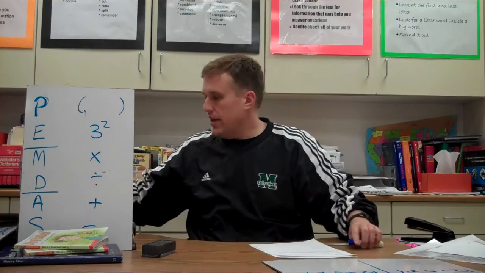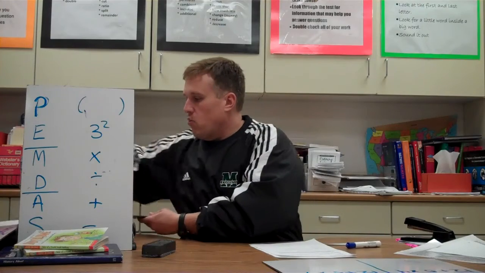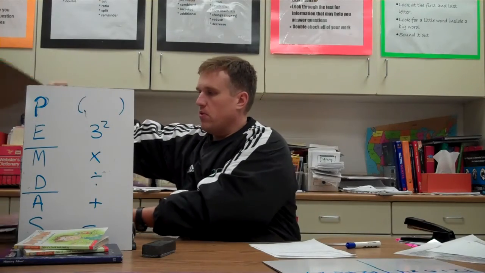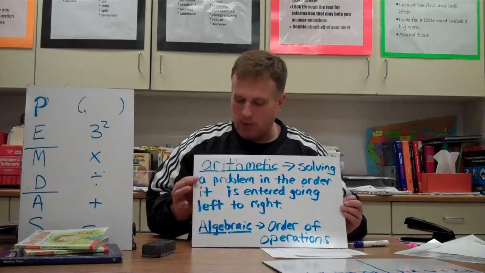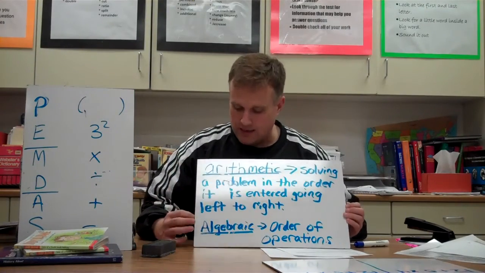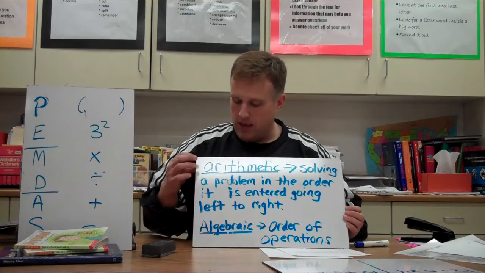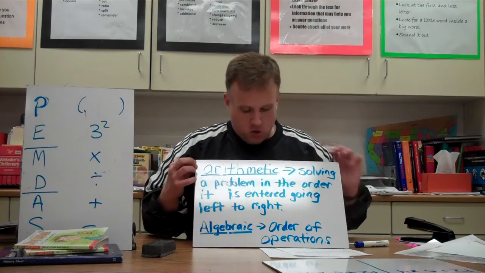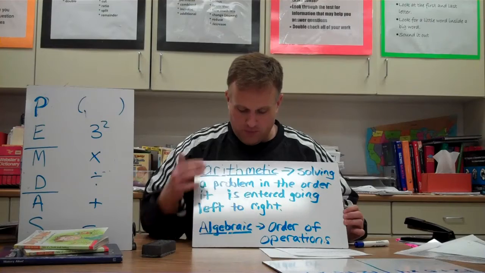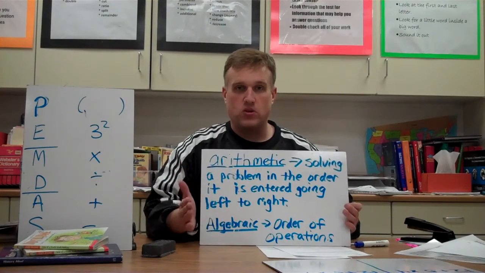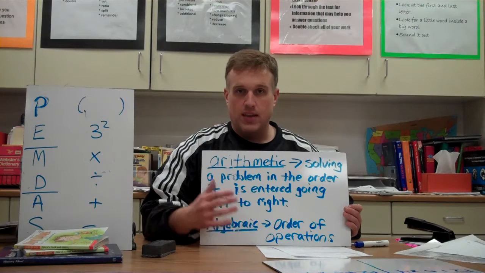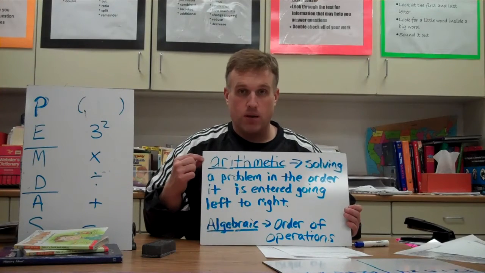Okay, before we get started, I want to go over one quick thing with you. Two different ways of solving these problems. One is the arithmetic way, and the second way is the algebraic way. In the arithmetic way, you solve the problems in the order that it is entered going left to right. So basically, whatever comes first in the problem, that's the way you do it. This is the wrong way of doing a problem.